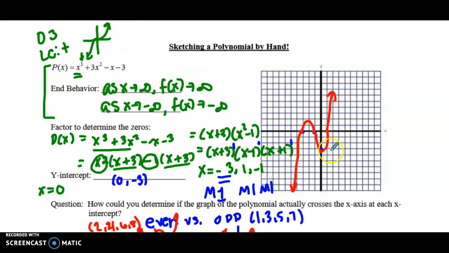Okay, so it's not perfect, but it's a really good estimate. And we said, since we have 3 different distinct zeros, no squared, no cubed, whatever, we're going to have exactly 2 turning points. So here's your first turning point, up, goes down. Here's my second turning point, down, going up.